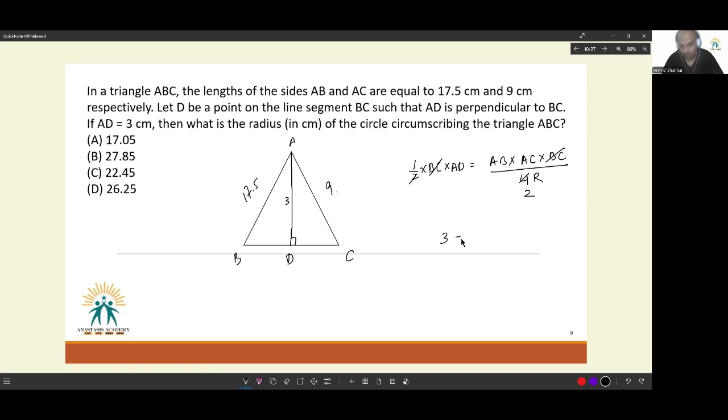So it will become 3 is equal to 17.5 into 9 by 2R. This R goes up here. This 3 cancels with this to give me 3. 17.5 into 3 is 52.5. By 2 will be 26.25. So the circumradius will be option D, 26.25.